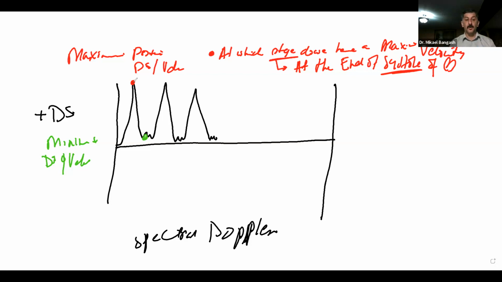So this part here is actually going to mark what we know as the end systolic velocity, or speed. Is that clear? Now everybody should be able to guess, at what stage do we have the minimum velocity in a vessel?